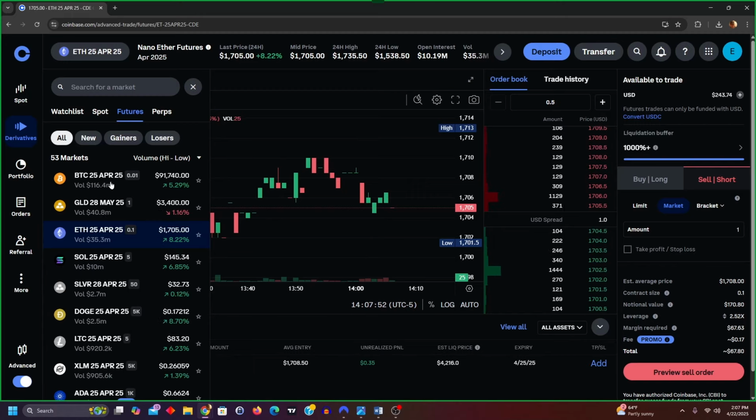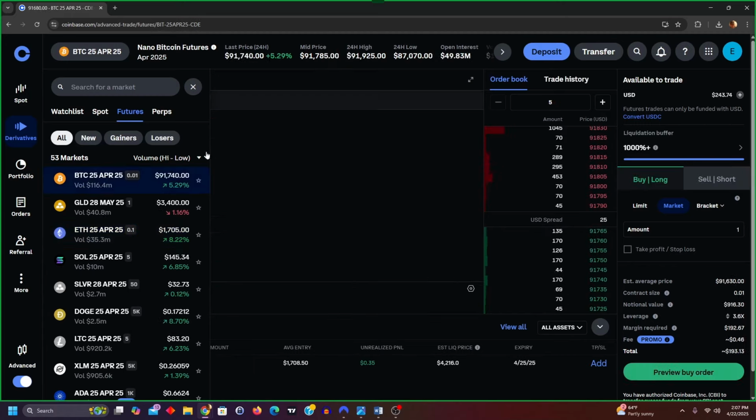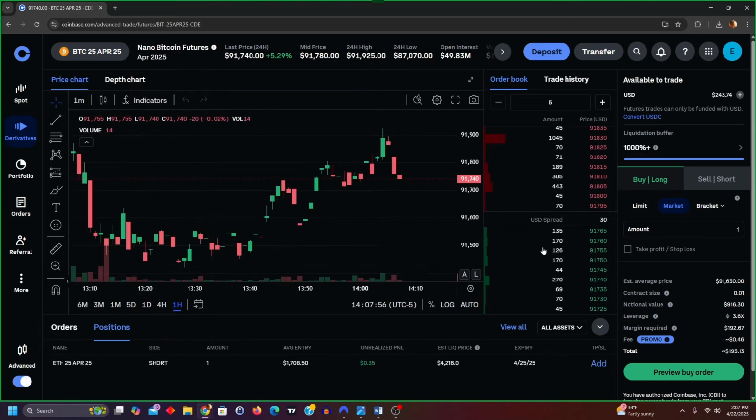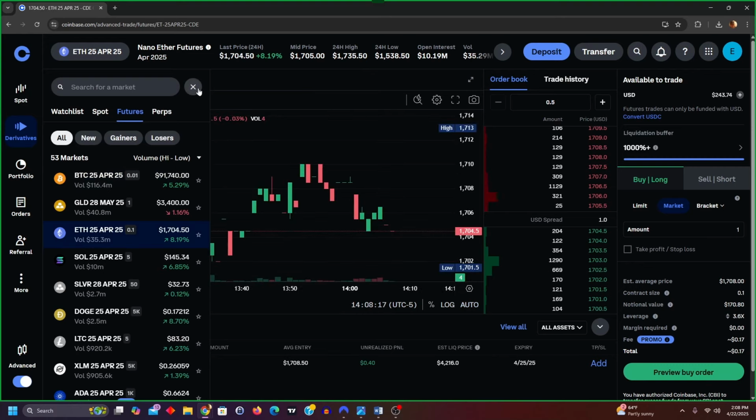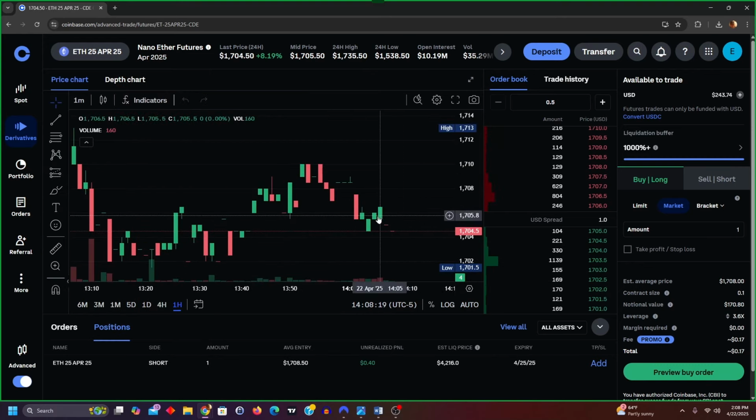We can check out the Bitcoin one, and if we were to buy this, right, it cost $193. If we were to buy this long, if we were to sell this short, it would be costing $319. So we thought we'd present both those things.